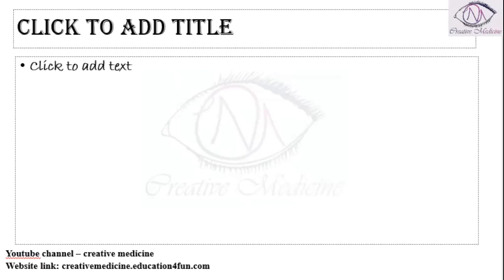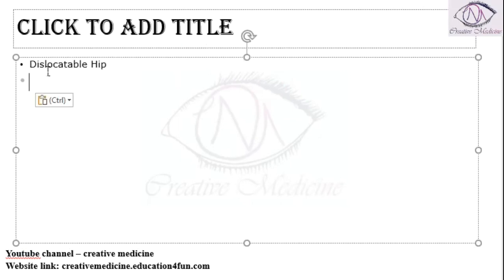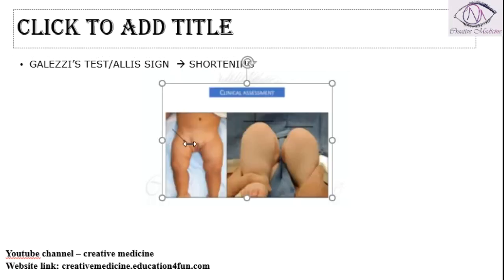Then we also have one more sign, which is called Galeazzi's or Allis's sign. This Galeazzi's test or Allis's test will tell us about shortening only. This is mainly for shortening of the hip. So this is Galeazzi's test, and here the asymmetrical thigh folds are seen.